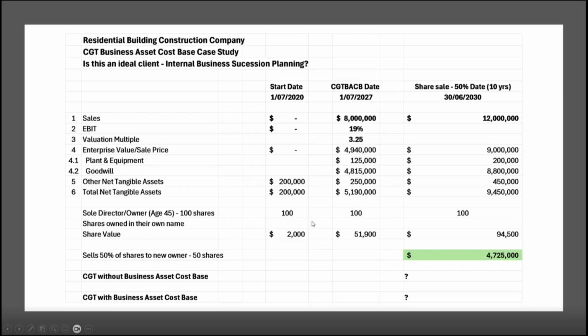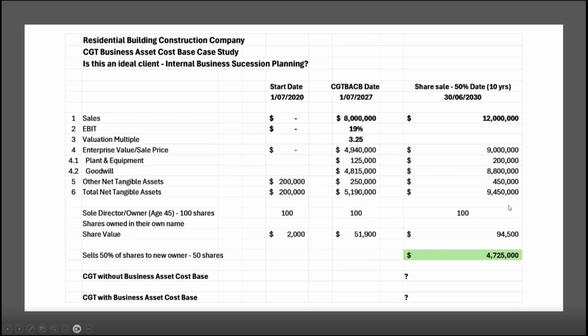So let's look forward. Let's just say this client sold 50% of their shares on the 30th of the 6th, 2030. So their succession plan was an internal business succession event. At that stage, the business was turning over 12 million. It got valued, with an enterprise value of 9 million plus some working capital usage, also plant and equipment, so the balance is goodwill. There were some other tangible assets.